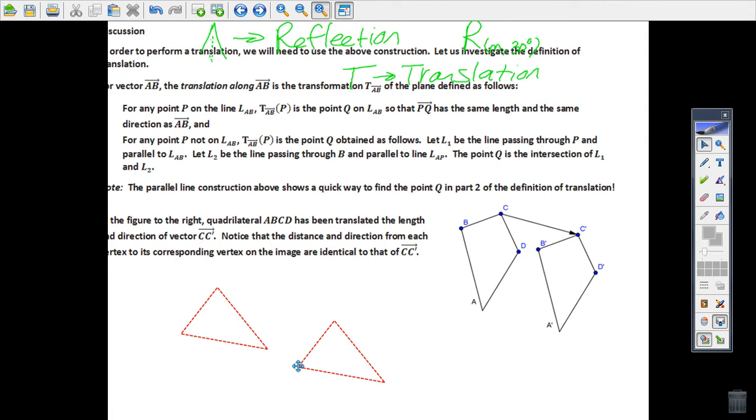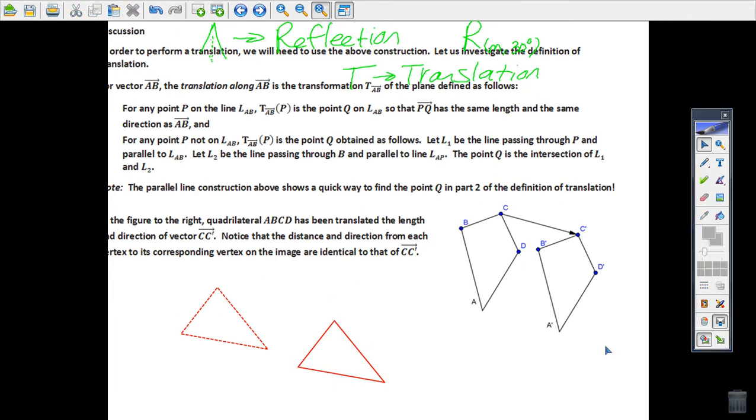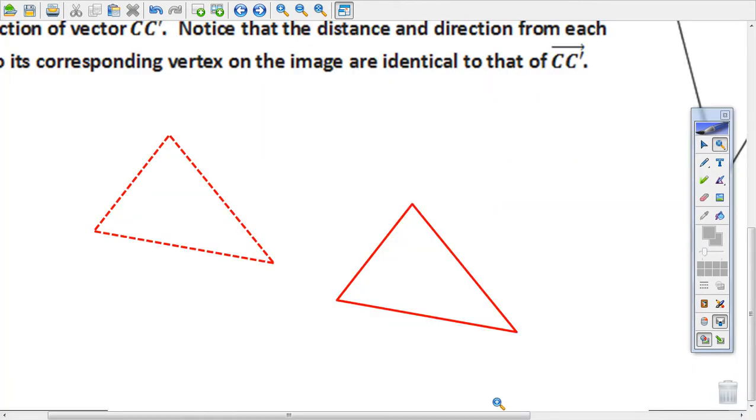So I have just translated it. Do you remember we used different styles, one was solid, one was dashed. Which one was the image and which one was the pre-image? The solid was the image afterward. Solid was the pre-image and the image was dashed. So we're going to follow the same kind of thing down here. I have just moved one triangle and mapped it onto the image. And this transformation is called a translation. And each translation has something called a vector.